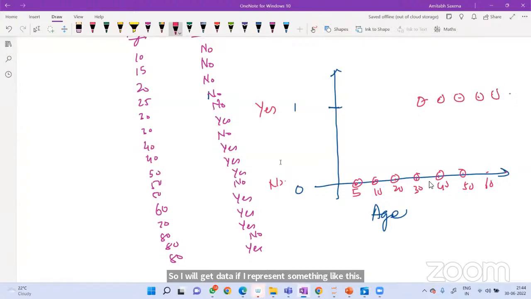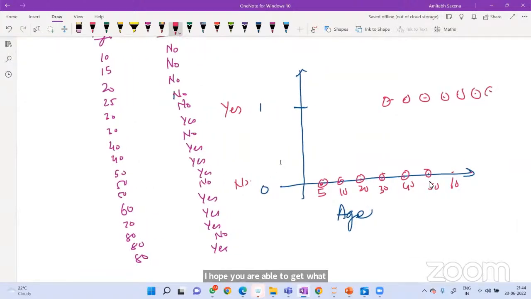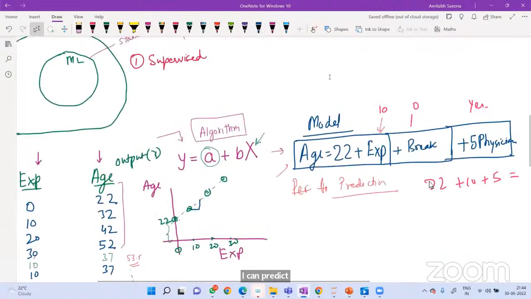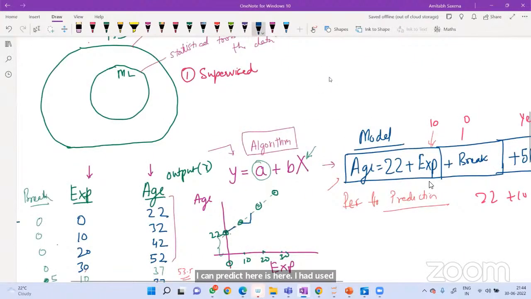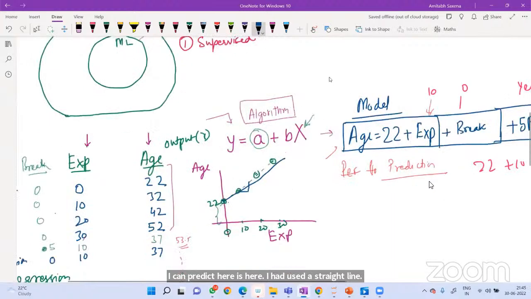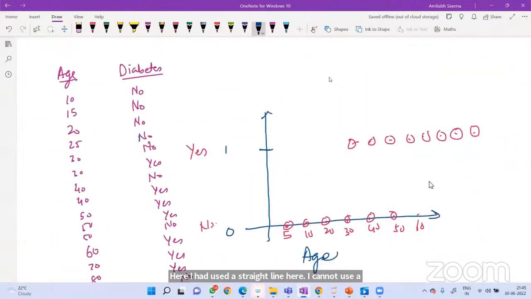I hope you are able to get what I'm trying to do here. So as the age increases, I've got more yeses. Sometimes, you know, a few outliers will be there. I can predict. Here I had used a straight line. Here I cannot use a straight line. We will use something called an S curve.